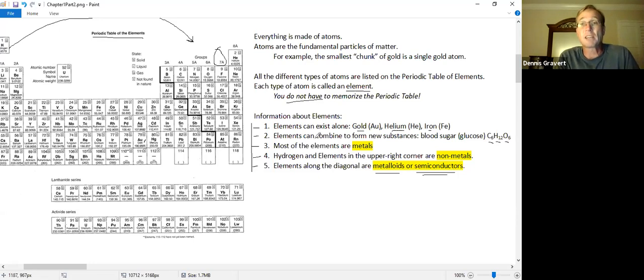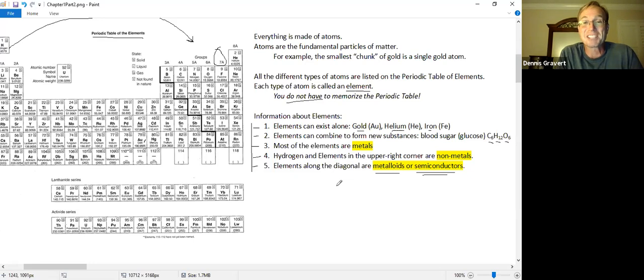But again, there'll be times when I say, you know what, it's either a metal or non-metal, tell me what it is. And arsenic, you'd have to say it's on the right side, non-metal. Germanium is on the left side, it's a metal. But both of those are used to make computer chips. They're both semiconductors.